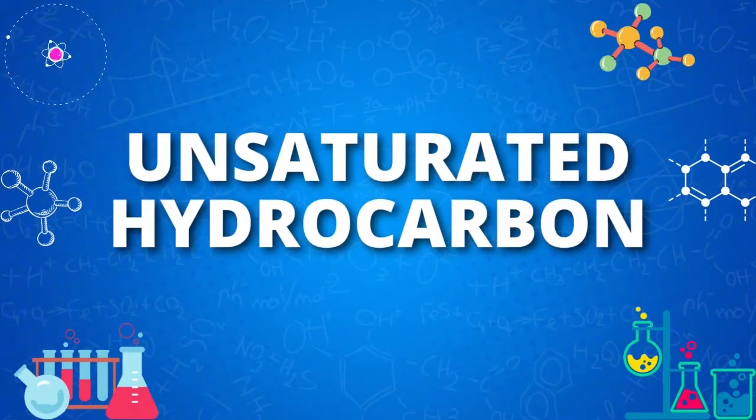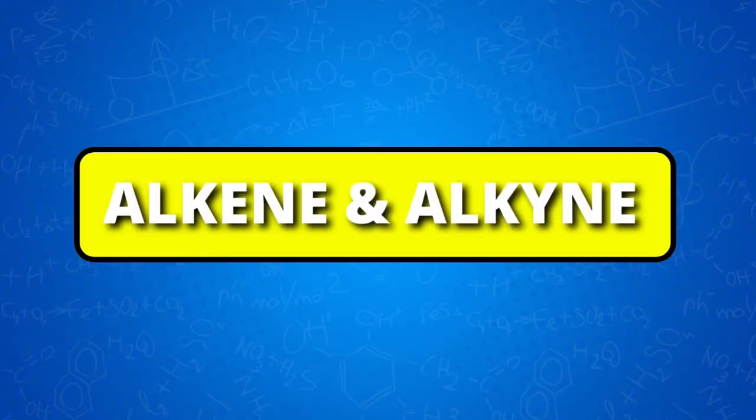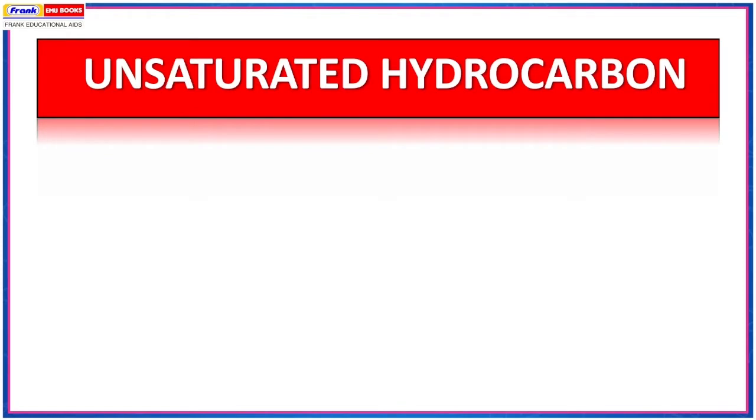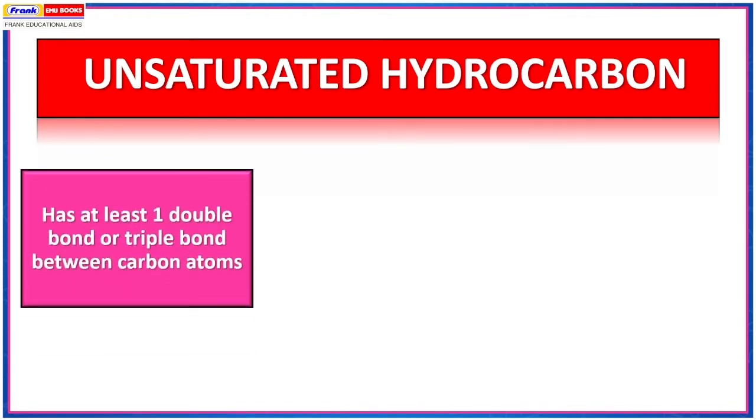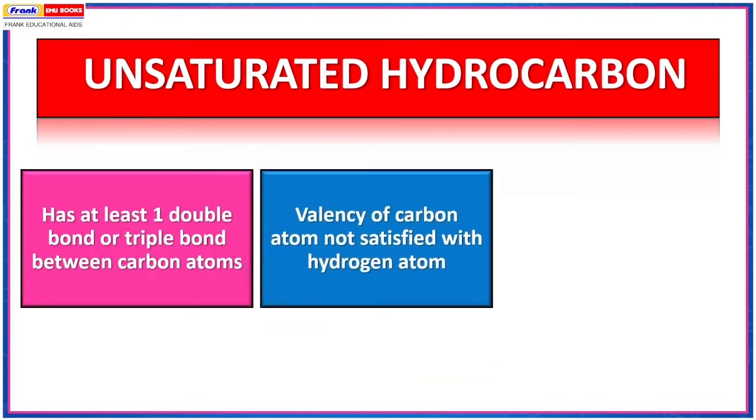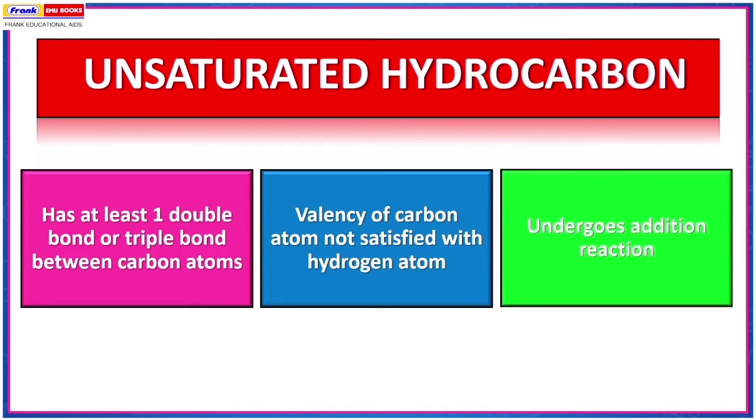Unsaturated hydrocarbon, alkene and alkyne. An unsaturated hydrocarbon has at least one double bond or triple bond between carbon atoms. If the valency of a carbon atom is not satisfied with hydrogen atoms, it undergoes an addition reaction.